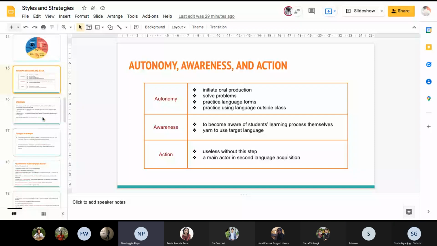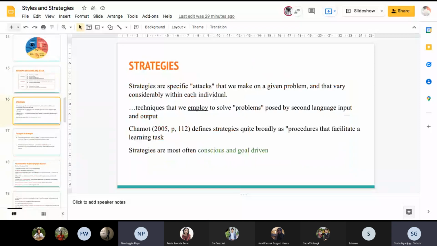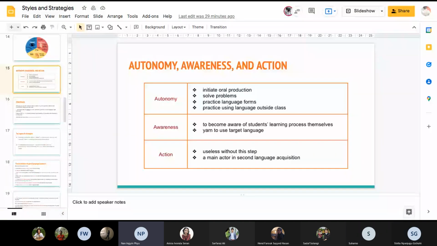So now I have presented about the different styles. However, even though there are many different styles, we cannot use all the strategies right away. So Stella will keep explaining about the strategies we have to use based on the students. So Stella, now it's yours.